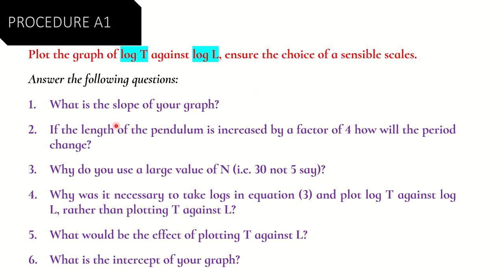Then what is the slope of your graph to be calculated? If the length of the pendulum is increased by a factor of 4, how will the period change? Why do you use a large value of N, that is 30, and not 5? Give your reason why it was necessary to take log in equation 3 and plot log T against log L rather than plotting T against L. Explain that, and then what will be the effect of plotting T against L? Then what is the intercept of your graph? So all these are what is to be done in A1.